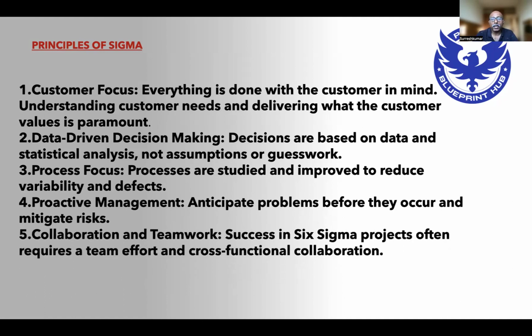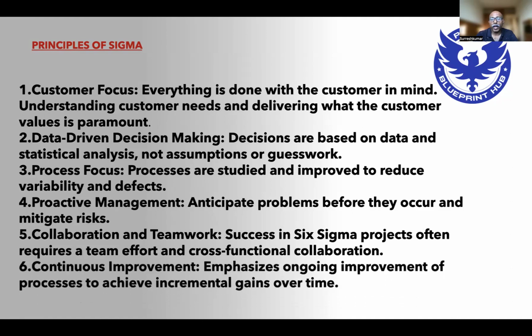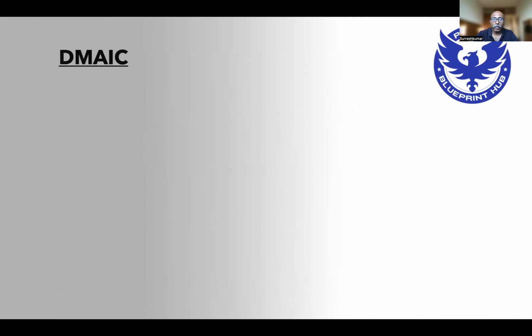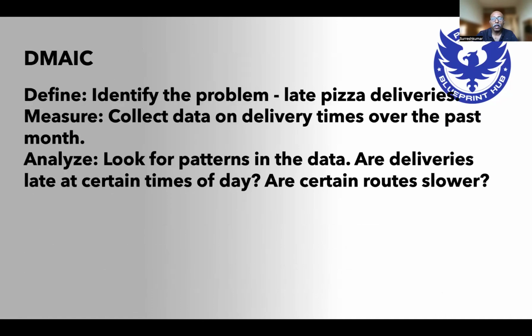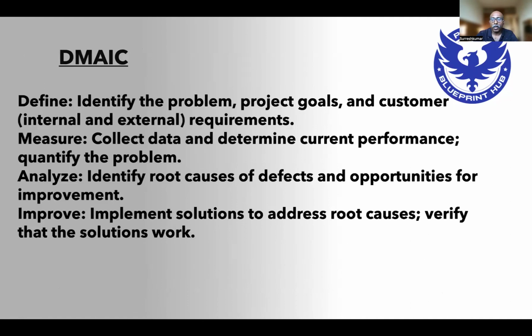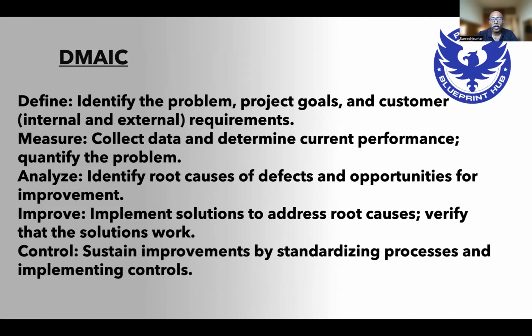Collaboration and teamwork. Success in Six Sigma projects often requires a team effort and cross-functional collaboration. And continuous improvement emphasizes ongoing improvement of a process to achieve incremental gains over time. And this has two dimensions: one is DMAIC, and the second one is DMADV. We'll see in detail what these two are in Six Sigma. This one is DMAIC, a short form of a process actually.